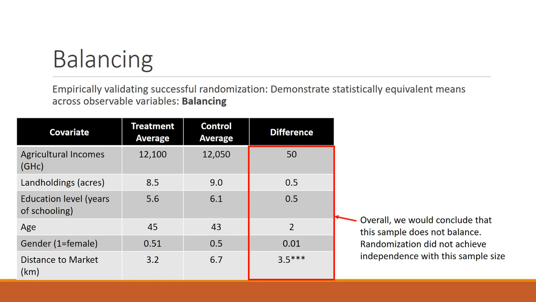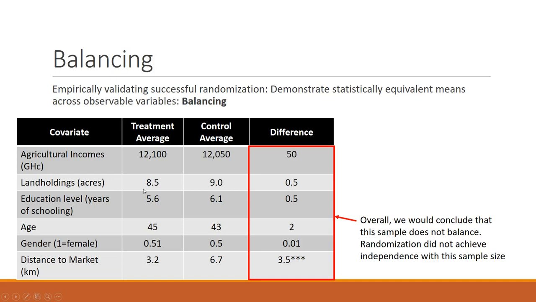Remember, statistical independence is where our treatment group is the same as our control group on average. And so the way that we test that is we do this mean t-test for a whole bunch of different variables, and if we find that they're not statistically significant, then that would mean our treatment group is the same as our control group on average. That validates statistical independence.